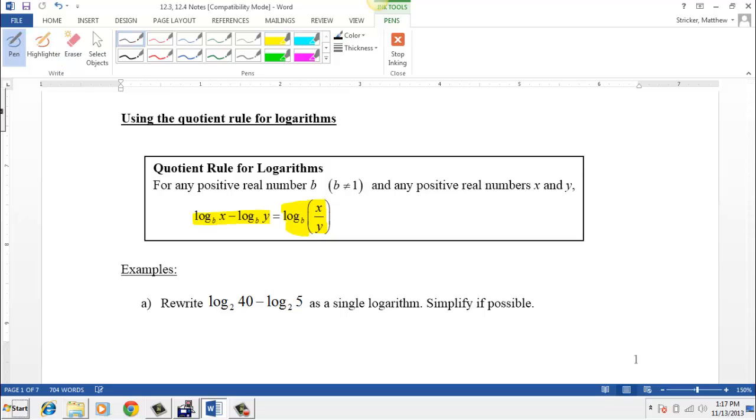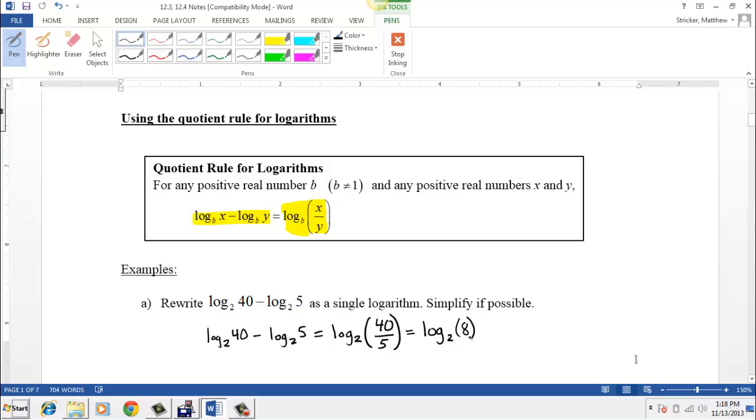So an example of this being applied is that log base 2 of 40, notice there's base 2, minus log base 2 of 5, again base 2. I can rewrite this as a single logarithm base 2 where I divide the arguments. The argument of 40 divided by the argument of 5. Of course, that simplifies down to log base 2 of 8.